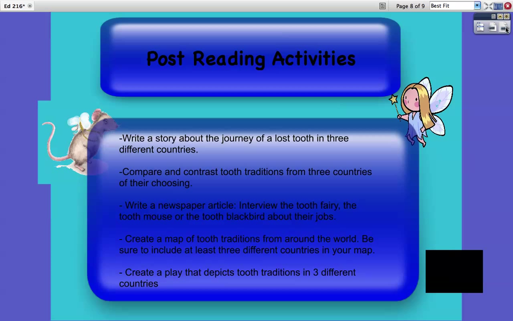Students can write a newspaper article. They can interview the tooth fairy, the tooth mouse, or the tooth blackbird about their jobs. So where do they work and what do they do? They can create a map of tooth traditions from around the world. They should be sure to include at least 3 different countries in the map, and they should have some kind of visual representation, or a written description of the different tooth traditions. To get students up and moving, students who like to move around can create a play that depicts different tooth traditions in at least 3 different countries.